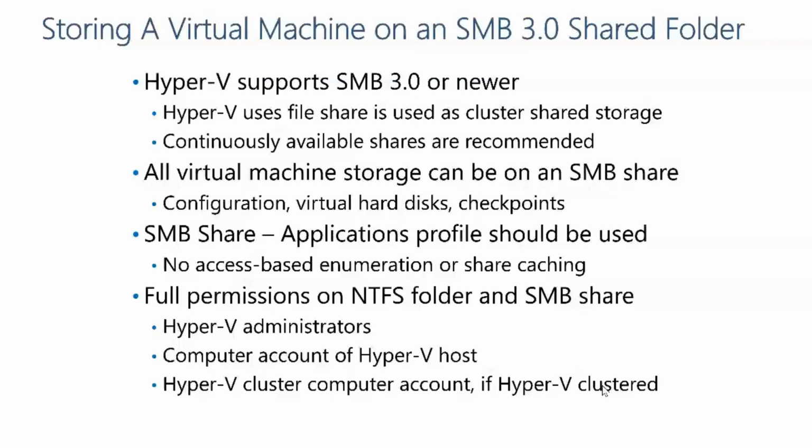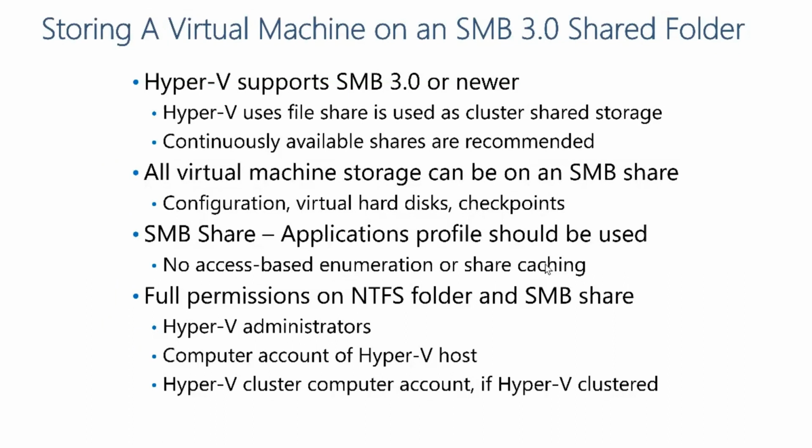All virtual machine storage can be on an SMB share: configuration files, the virtual hard disk, and the checkpoints or snapshots. So you can put all of those types of files on the SMB share. The SMB share for application profile should be used. We should not turn on access-based enumeration or share caching.